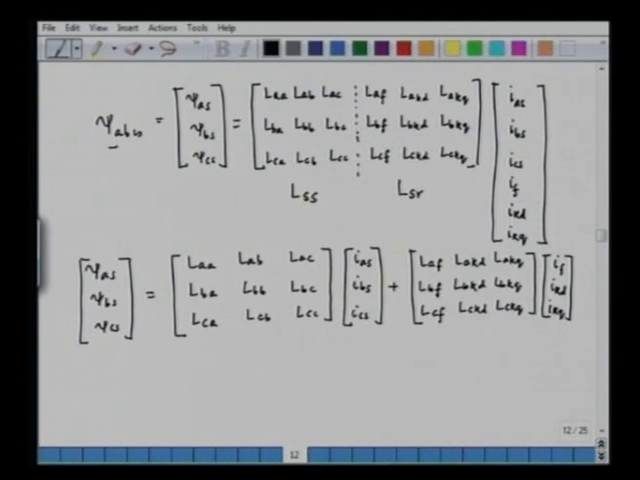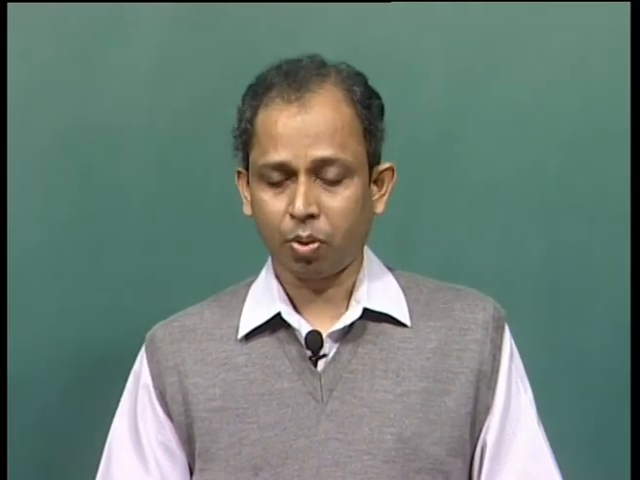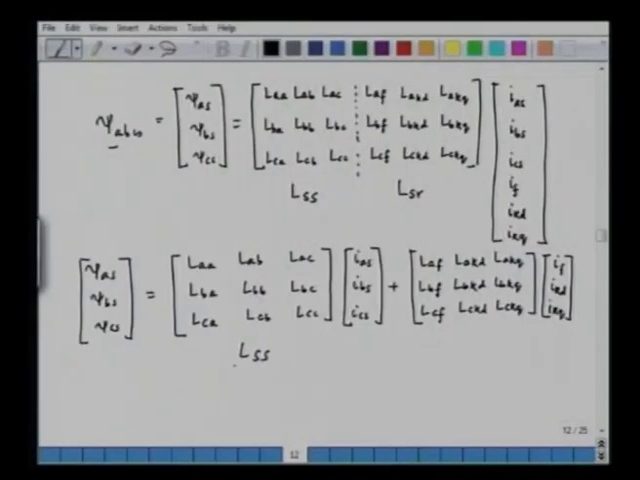So, we have to evaluate these two inductances. Unless we evaluate these two inductances, we cannot do the simulation in the ABC variables. So, we have to know what is this LSS matrix and how does it vary with the rotor position, and what is this LSR matrix and how does this vary with the rotor position. Let us see. Now, this we will analyze in two parts.